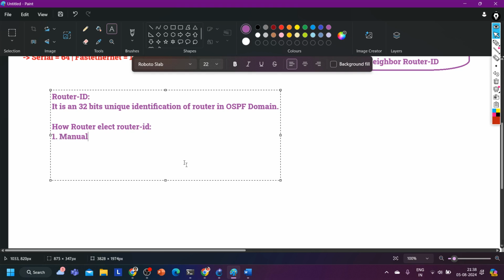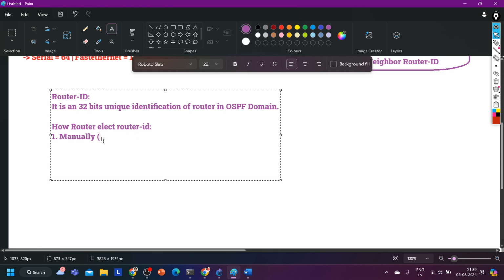First one is manual. Manually you can configure it, this is your router ID, right? I can say, router 1, listen, 1.1.1.1 is your router ID. As it is 32 bits, the representation is also in the format of an IPv4 address. So manually we can say your router ID is 1.1.1.1, or it can be 255.255.255.255, right? So from 0.0.0.0 to 255.255.255.255, any router ID you can configure on the router manually.